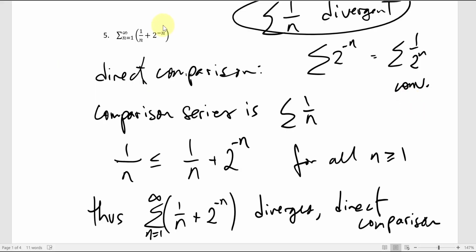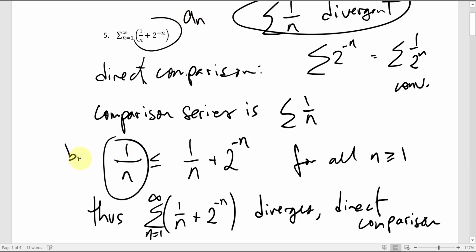So back to this example. This was the a sub n that was given. And this is the b sub n that I think of that corresponds to some divergent infinite series. And because those terms of that divergent series are less than or equal term by term to the terms of the given series for all values after some cutoff, then I can conclude this one diverges because this one diverges. All right, that's number 5.